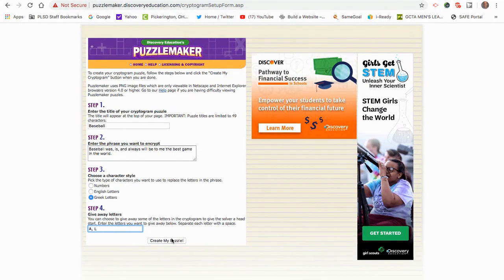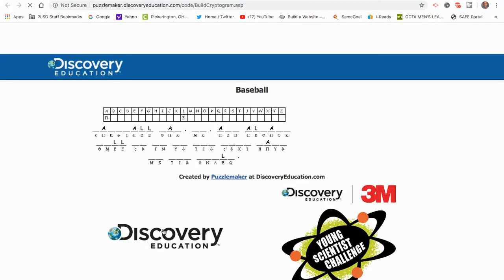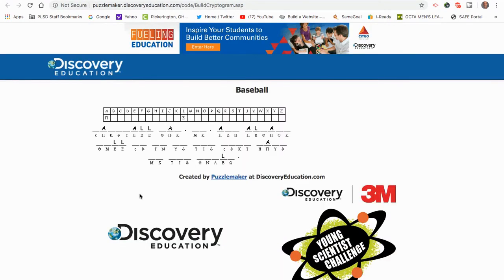And then once you have all that in, you hit create my puzzle, and you can see it does the work for you. Here are all these Greek symbols. This is kind of confusing. So if you want to make it more challenging, you can make it more challenging. And so people could take your cryptogram and try to solve it on their own.